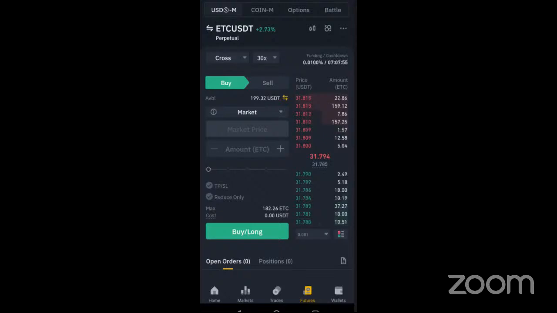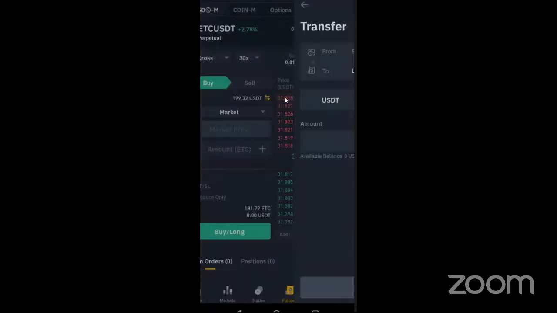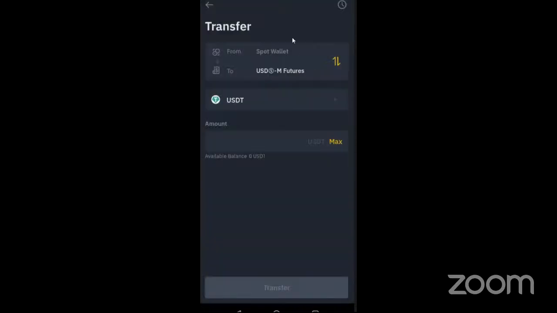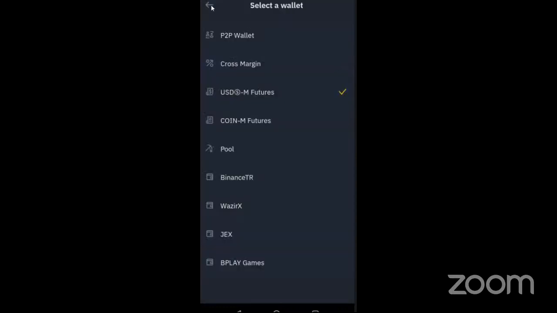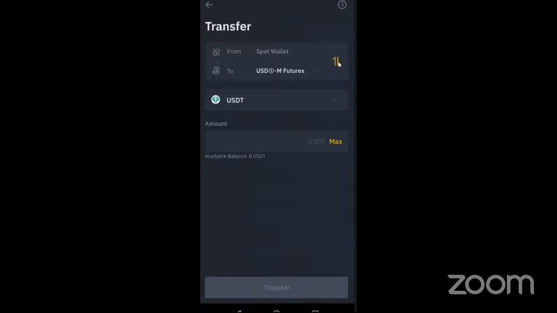Now, the next thing you want to do, let's say you want to move this money away from your futures wallet to maybe your spot wallet. You can see there's another icon here which takes us directly to that same area where we transfer from. So you can switch it over. As you can see, there's a way that you can switch it over. There's an icon showing right here.